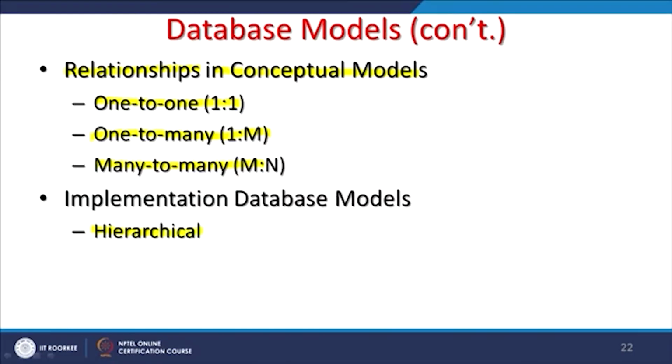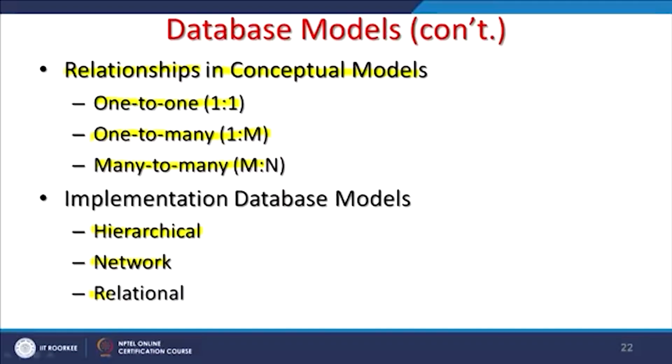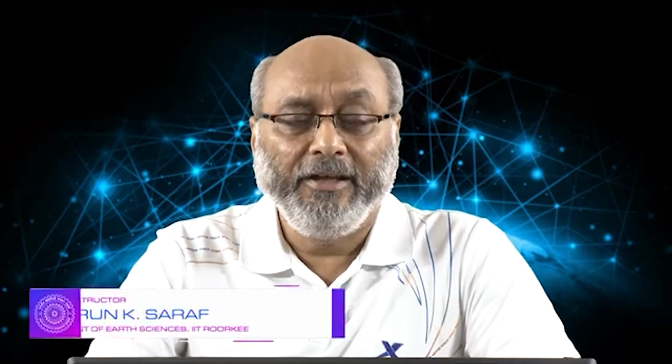Now in the case of implementation database models, we can have the hierarchical model, quite common in many organizations. Network based, like if I have to do a lot of analysis which requires network analysis, then the network type of database model is most appropriate. And finally, of course, the relational database. I want to relate one database with another, and things have to be organized accordingly. So implementation database models are hierarchical, network, and relational.